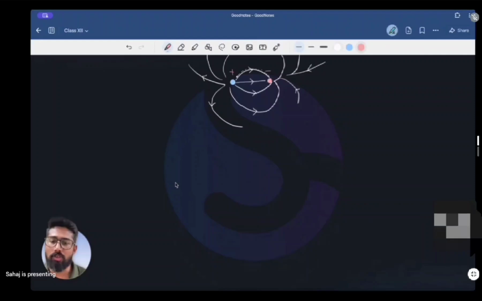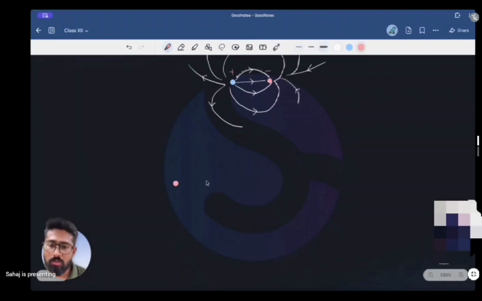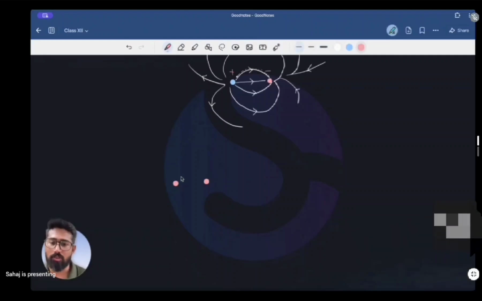What happens if you bring two like charges together, say two positive charges? Then it would repel. Lines of force would repel. Exactly. So lines of force going in the same direction tend to repel. The lines of force would go out like this.